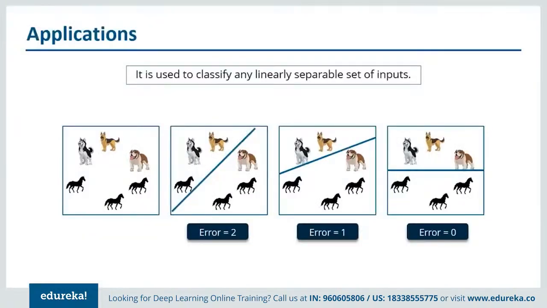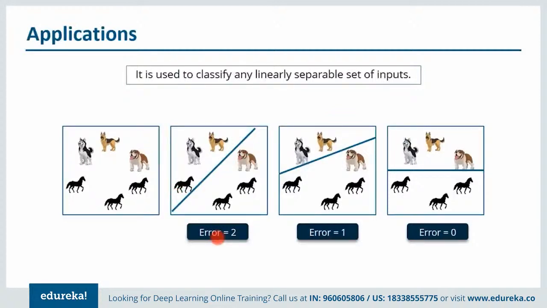Now, as I've told you earlier as well, it can be used to classify any linearly separable set of inputs. Let me explain with the diagram in front of your screen. We have different types of dogs and we have horses, and we want a line that can separate these two. Our first iteration will produce this sort of line. But here we can notice that we have an error, as we have classified one of the horses as a dog and a dog as a horse. So the error is 2 here.